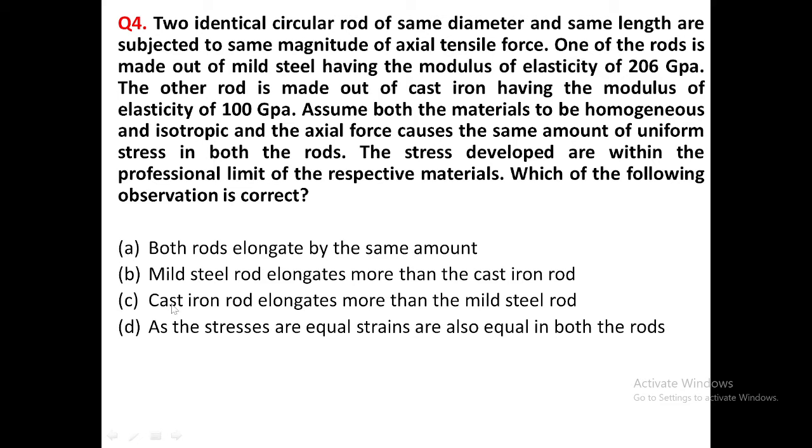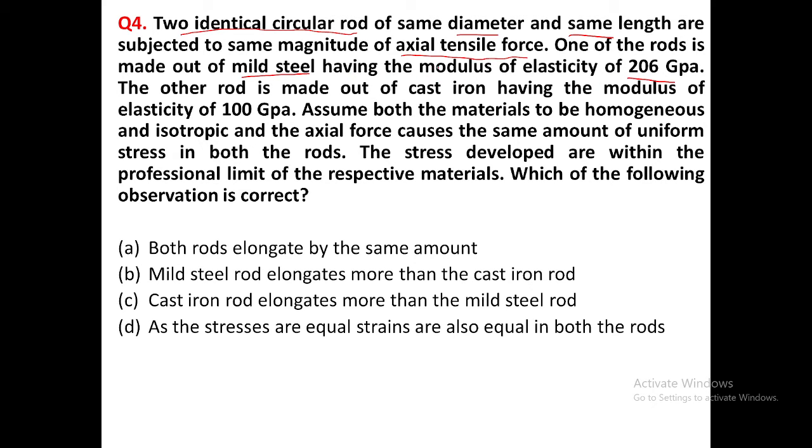Next, the fourth one. Two identical circular rods of the same diameter and same length, subject to the same magnitude of axial tensile force. One rod is made of mild steel, with modulus of elasticity 206 gigapascal.